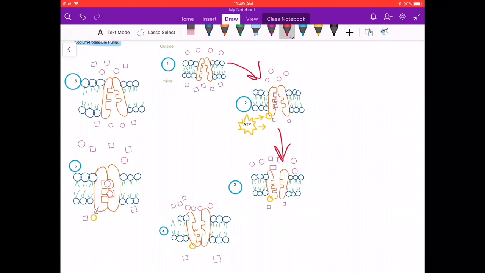Third, the carrier protein changes shape, allowing it to release the sodium ions outside the cell. Fourth, two potassium ions bind to the carrier protein. Fifth, the phosphate group is released. Lastly, the carrier protein changes shape, allowing it to release the potassium ions inside the cell.